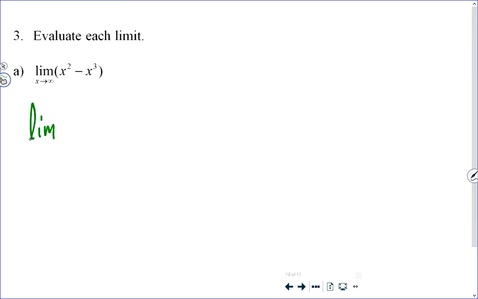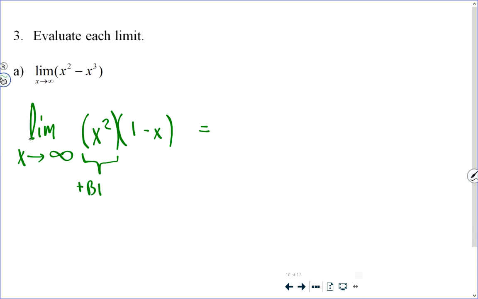We're going to rewrite this as the limit as x approaches infinity, and we're going to factor this expression. I can factor an x squared out and be left with 1 minus x. And now what we're going to do is say that as x approaches infinity, this will approach a very big number. And the word that I've written, big, doesn't begin to do justice to how big it is. When you square infinity, you get infinity.